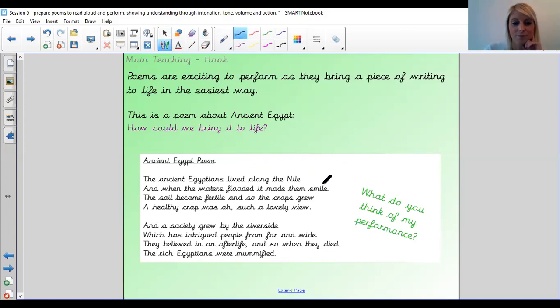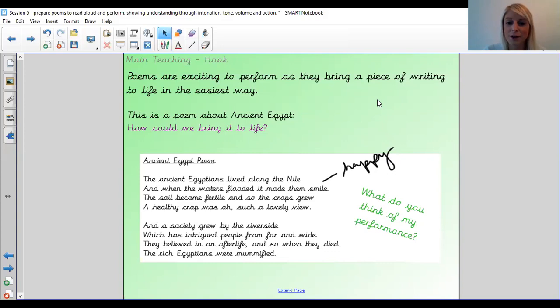I think here, definitely where it says, and when the waters flooded, it made them smile, I would probably need to smile in my performance. So perhaps I'd put there that I need to have a happy face or something like that, okay? That will give me an idea of how I'm going to perform that. Okay, so like a happy face. Right, I'm actually going to have a go at performing this for you now. When I do, just think, what do you think of my performance? Perhaps you've got some feedback for me, what I've done well, and things I could improve, okay?